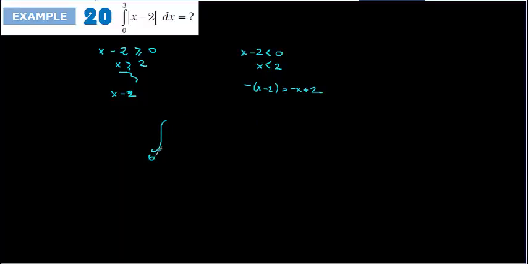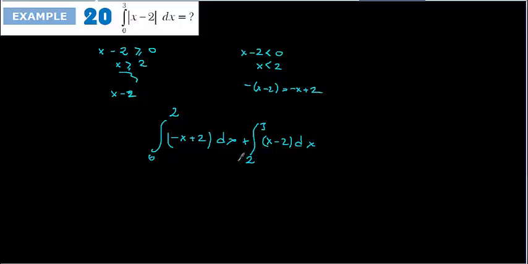In the first interval, 0 to 2, where x is less than 2, the function is minus x plus 2 dx. And when x is between 2 and 3, the function is x minus 2. It's going to be minus x minus 2 dx, it must be.